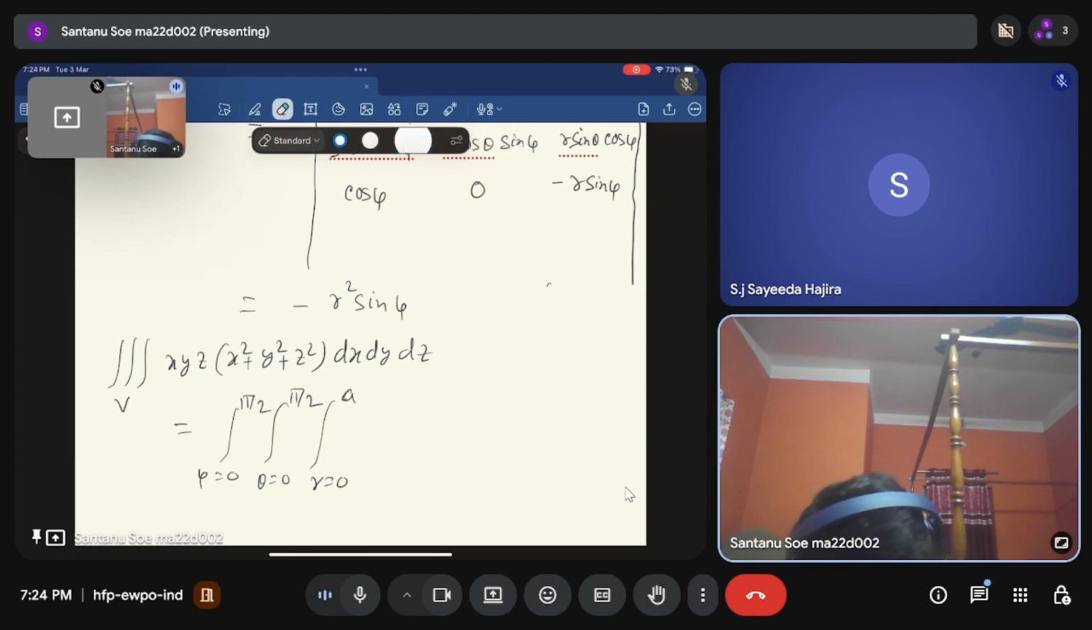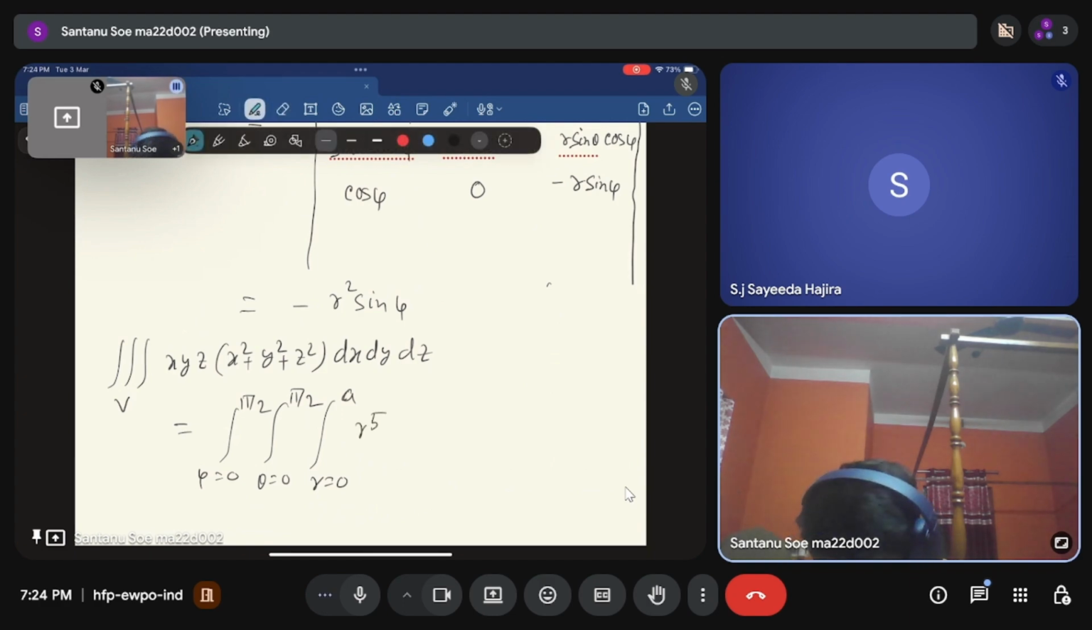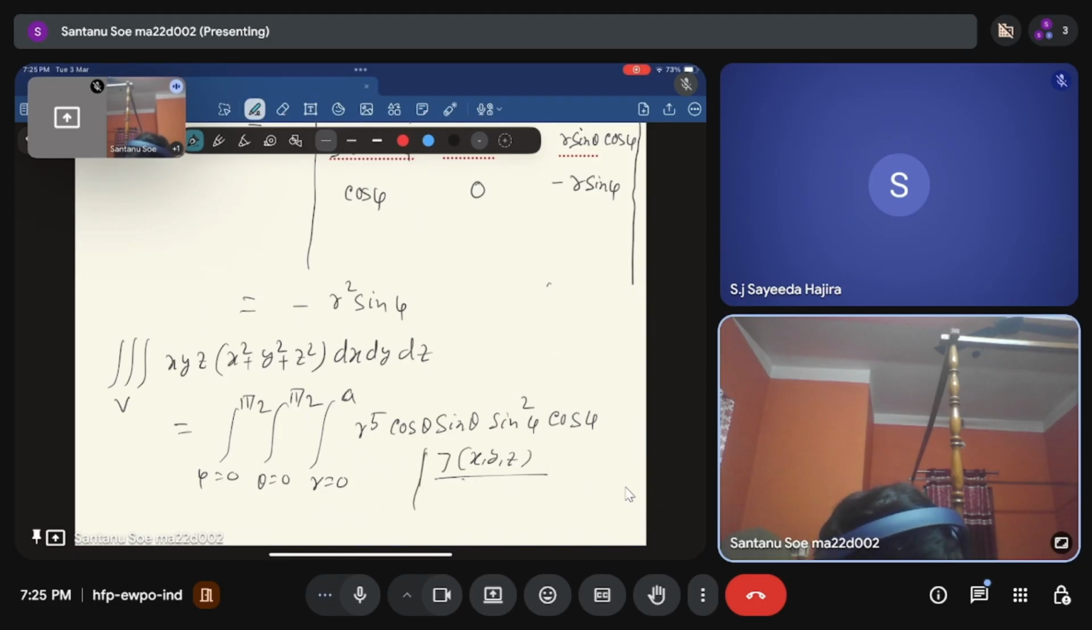So this will be r to the power 5 cos theta sin theta, sin square of phi cos phi, then the Jacobian, which is ∂(x,y,z)/∂(r,θ,φ), and then dr d theta and d phi. Okay, and we already know the Jacobian is nothing but r square sin phi, right?